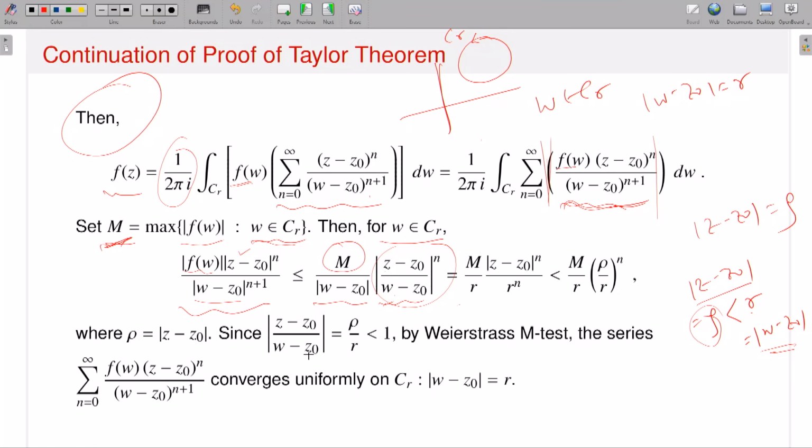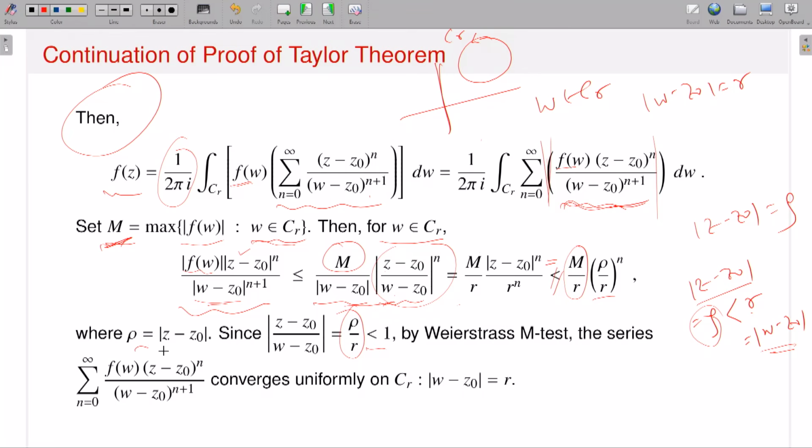So therefore, what is this object? Z minus Z0 divided by W minus Z0. This should be rho by R, and this is strictly less than 1. So maybe you can keep this as equal to. So therefore, this object is dominated by M by R, keep as it is, and then you have rho by R to the power n.